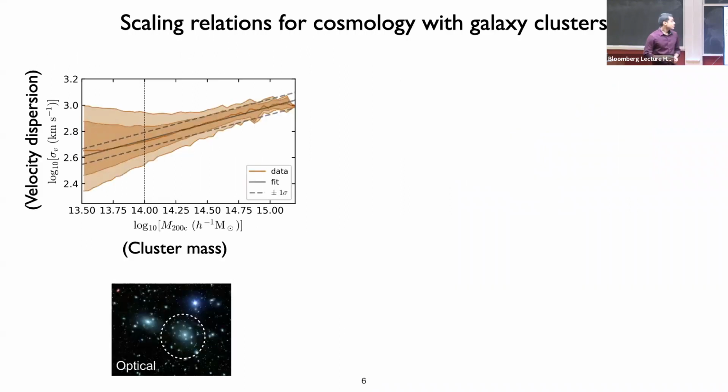Okay, so the one type of relation that I'll be talking about is for clusters of galaxies. So what do I mean by clusters of galaxies? These are, I think, the most massive bound objects in the universe. They have masses around 10^14 to 10^15 solar masses. I've shown one of them here. They have around tens to hundreds of galaxies.